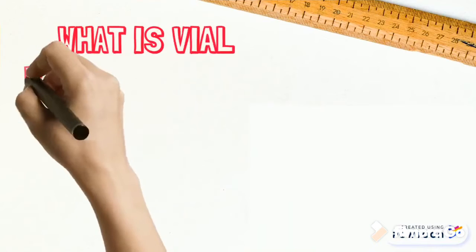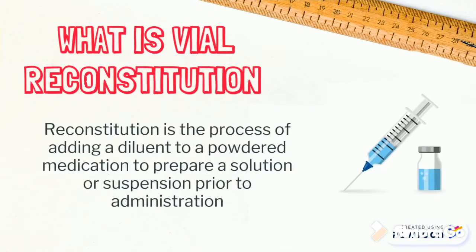What is vial reconstitution? Reconstitution is the process of adding a diluent to a powdered medication to prepare a solution or suspension prior to administration.